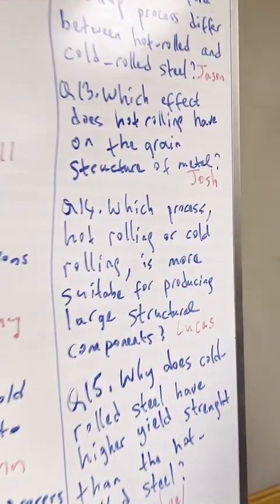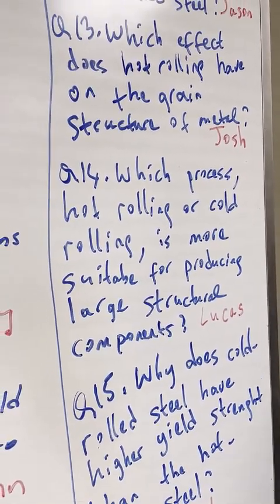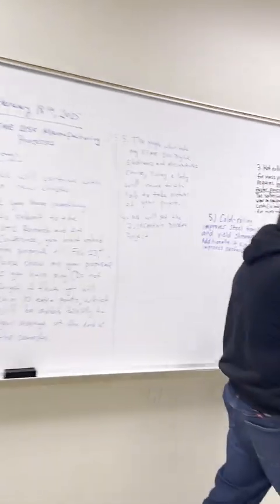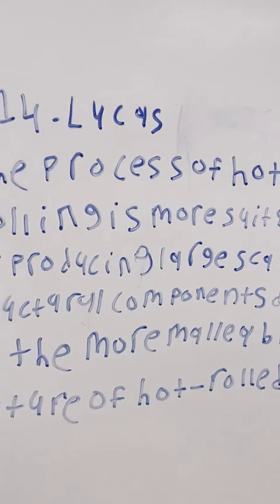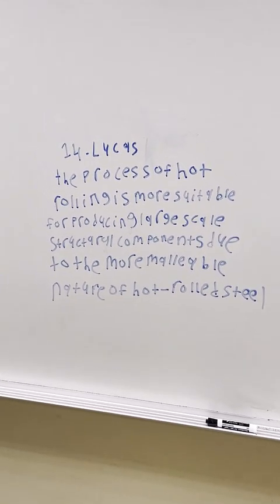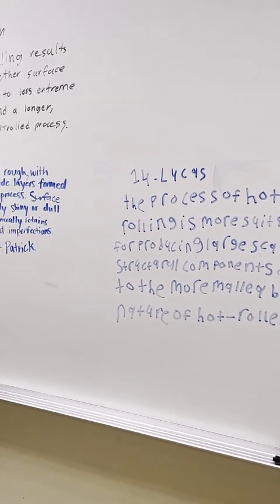My question was question 14. Which process, hot or cold rolling, is more suitable for producing large structural components? I wrote that hot rolling is more suitable for large scale structural components because hot rolled steel is more malleable compared to cold rolled.